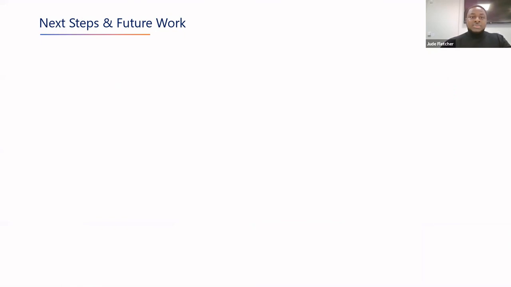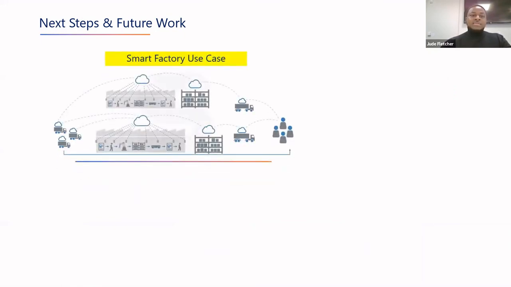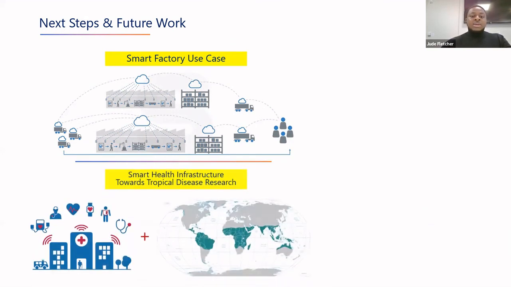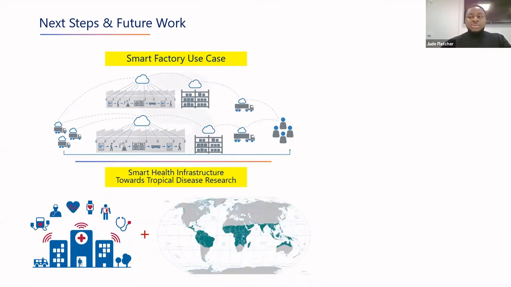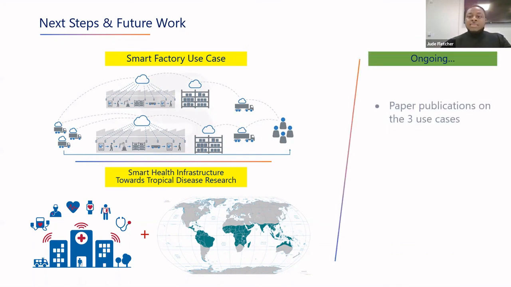So those are the results that we're able to achieve with this work, which we are very proud of. And the next step for us is we are using the work that I'm using for my DFuel to work on a different use case, to work on the smart factory use case, and also to work on a smart health infrastructure use case to be able to assist in tropical medicine research for locations within the tropics. And then the next steps for the work that I'm doing currently on this particular use case is to publish three publications from the three different use cases.